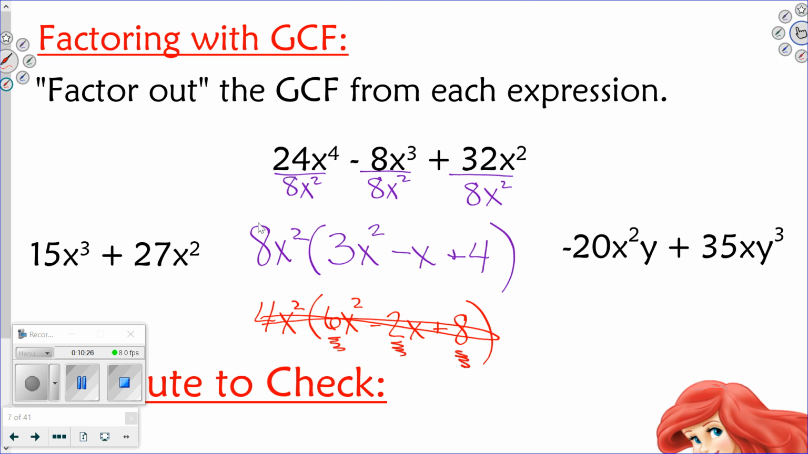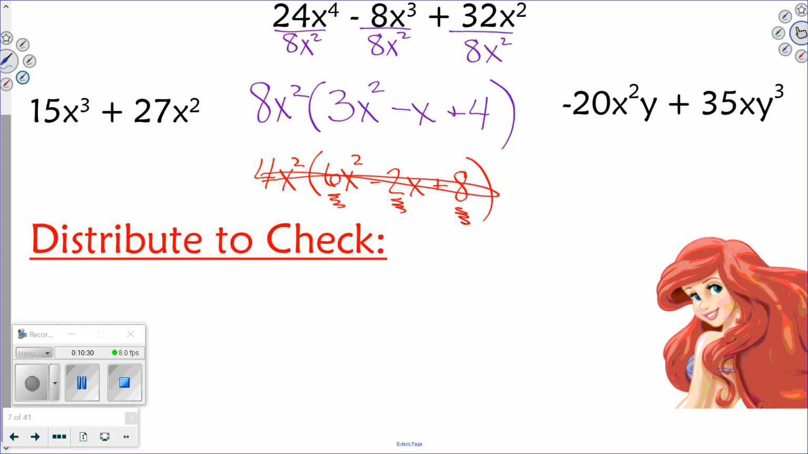All right, 15x cubed plus 27x squared. What goes into both? 3x squared. Okay, if I divide these all by 3x squared, what do I have left? Good, 5x plus 9. And again, I can always distribute them back. I should get what I started with if I did it right.